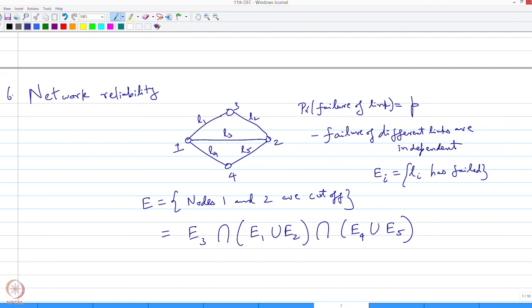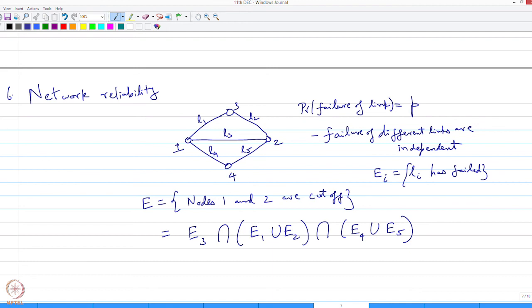Hopefully you saw how I did this calculation. The event E would have occurred, nodes 1 and 2 would have been cut off, E3 has to occur. Because if link 3 is active, you have a connection from 1 to 2, E3 has to occur, and between link 1 and link 2, at least one should fail, which is what, either link 1 or link 2 should fail. So E1 union E2, because if both are active, then clearly you have a route. Same thing happens with E4 and E5.